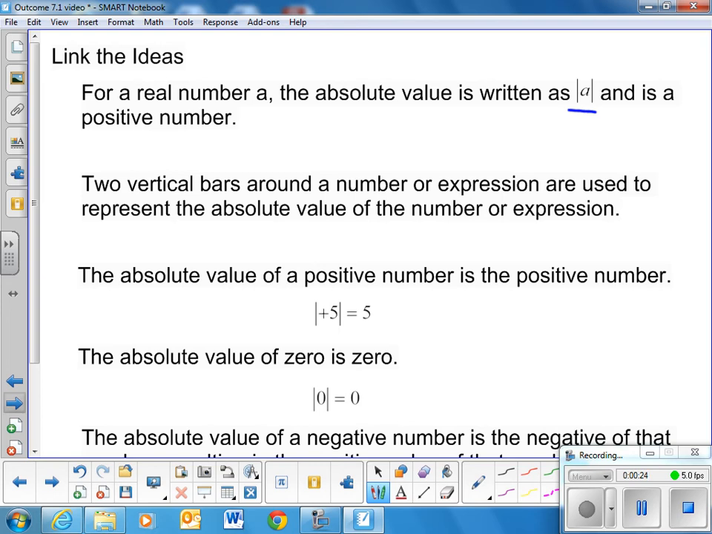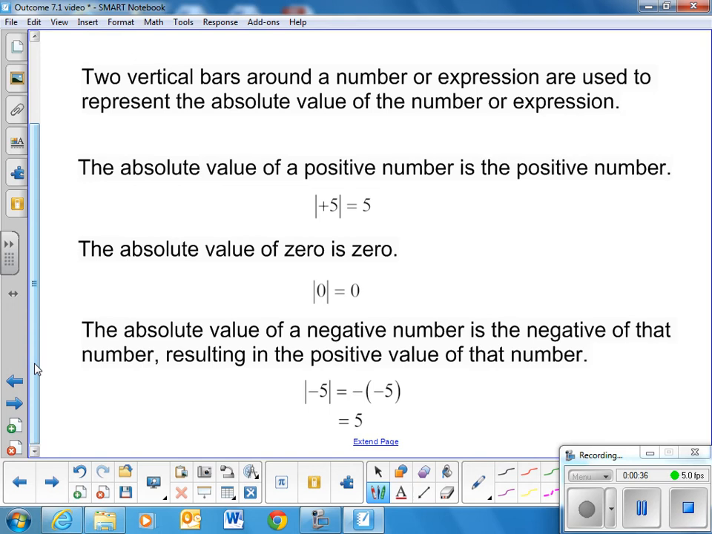So the absolute value of a positive number is the positive number. So for example, the absolute value of 5 is just 5. The absolute value of 0 is 0. The absolute value of a negative number is the negative of that number, which will result in the positive value. So the absolute value of negative 5 is negative negative 5, which simplifies to positive 5.